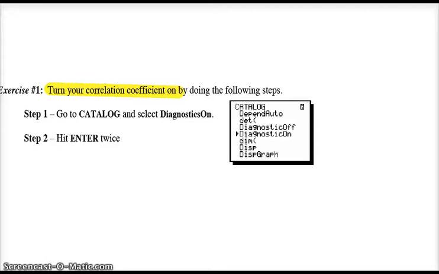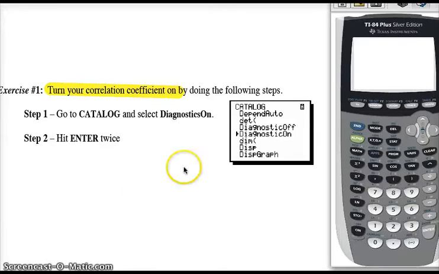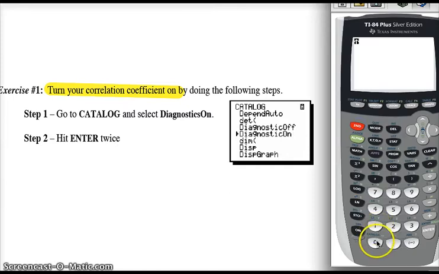Step 1, go to catalog. Catalog is found by doing second 0. Okay, and you get catalog. We talked about that a while ago. Okay, and then what we need to do is we need to go down to the D's because we're looking for this diagnostics on. That's what turns on that correlation coefficient.